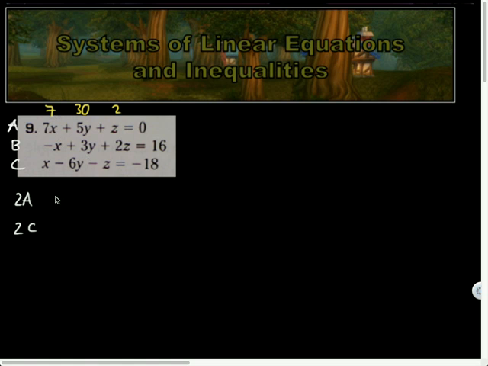So 2A would be 14x plus 10y plus 2z. And C, doubling it, would be 2x minus, 6 times 2 is not 8, that's minus 12y minus 2z equals negative 36. I almost forgot to double that. That's a common mistake. So that's a huge place to look, is when you're multiplying your equations, making sure that you actually multiply the entire thing, as in both sides, if possible, right?